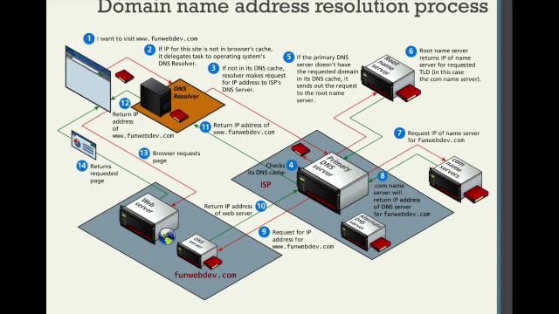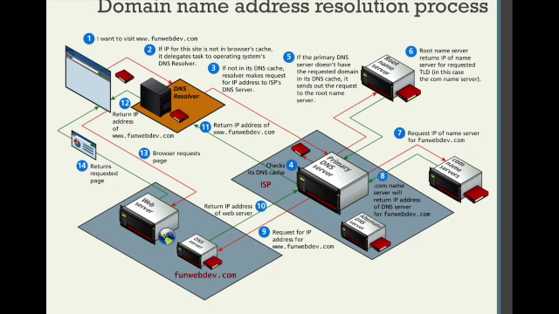So this resolution process starts at the user's computer. So let's say the domain www.funwebdev.com is requested, perhaps by clicking a link or typing in a URL. So the browser will begin by seeing if it already has the IP address for this domain name in its cache. So if it does, it can jump to step number 13 in this figure to request the page from the web server at this IP address.